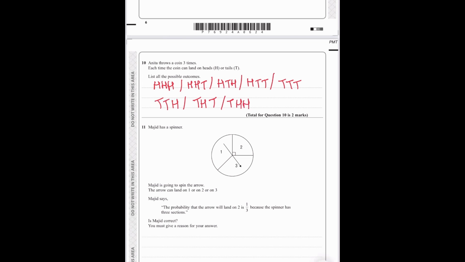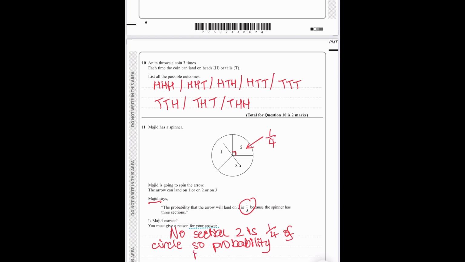Majid has a spinner. Majid is going to spin the arrow. The arrow can land on a 1, 2 or a 3. Majid says the probability that the arrow will land on 2 is a third because the spinner has 3 sections. Well, if we look at section 2, we can see that right angle there. That means it's a quarter of the circle. So is he correct? No, because section 2 is a quarter of the circle. So the probability is a quarter.